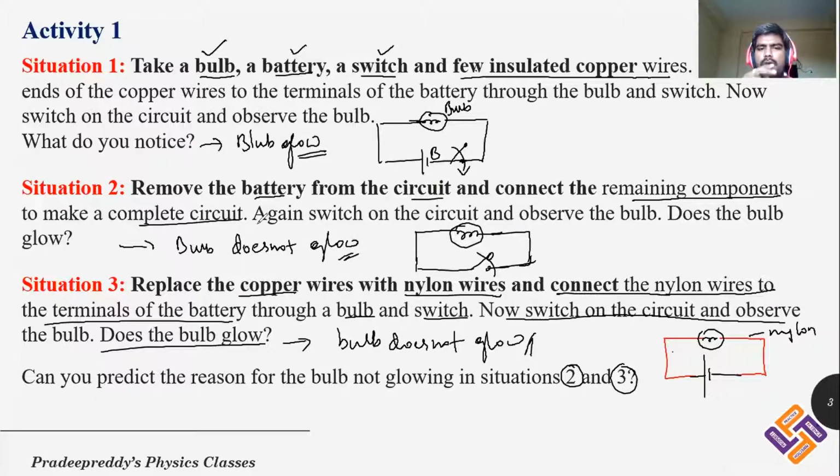Coming to situation 3, you are replacing copper wire with nylon wire. The battery is there, but you are using nylon wire.